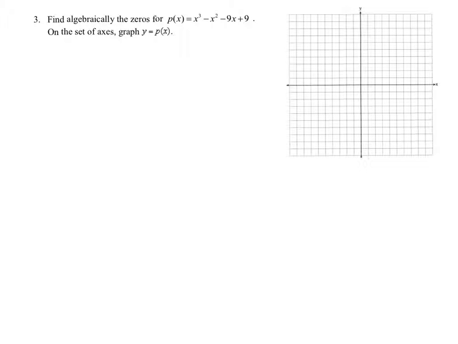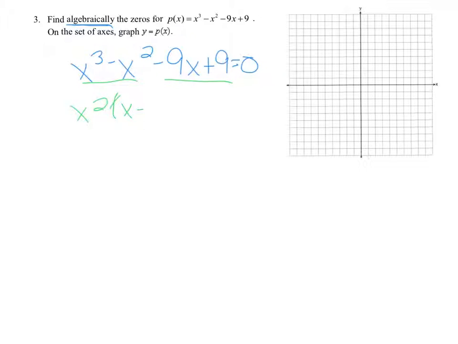The first step in this problem is algebraically determining the zeros of p of x. So I'm going to set p of x equal to 0. As I write this function, I notice that we have 4 terms, so I'm expecting to use grouping to factor. So the GCF of the first 2 terms is x squared, leaving me with x minus 1.